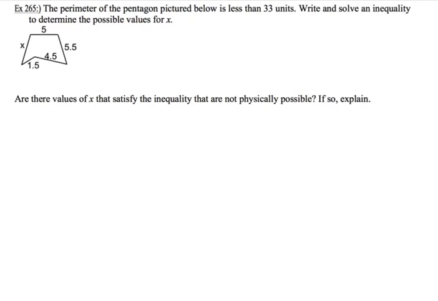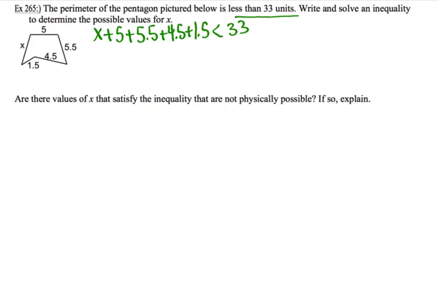Next example. The perimeter of a pentagon pictured below is less than 33 units. Write and solve an inequality to determine the possible values of x. So the perimeter of a pentagon, we would take all the sides and add them together: x plus 5 plus 5.5 plus 4.5 plus 1.5. And all of those together have to be less than 33 units.